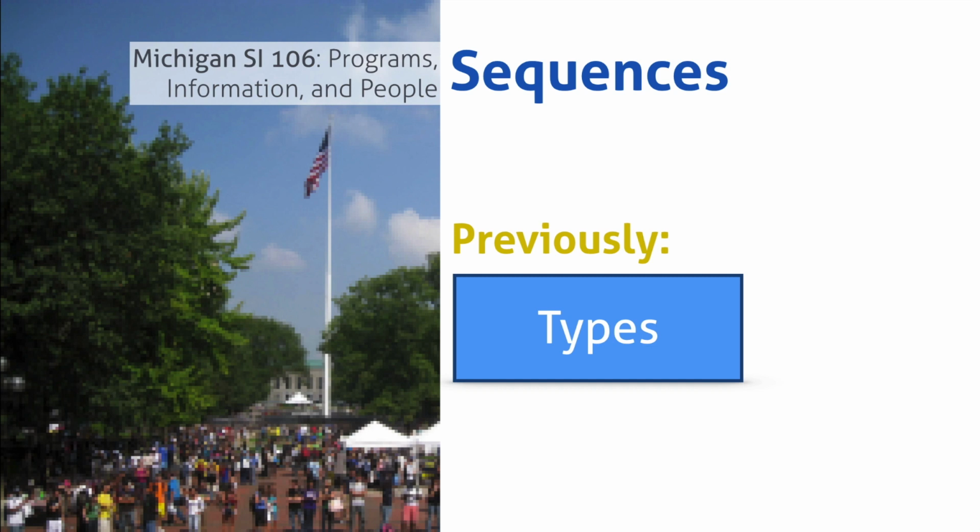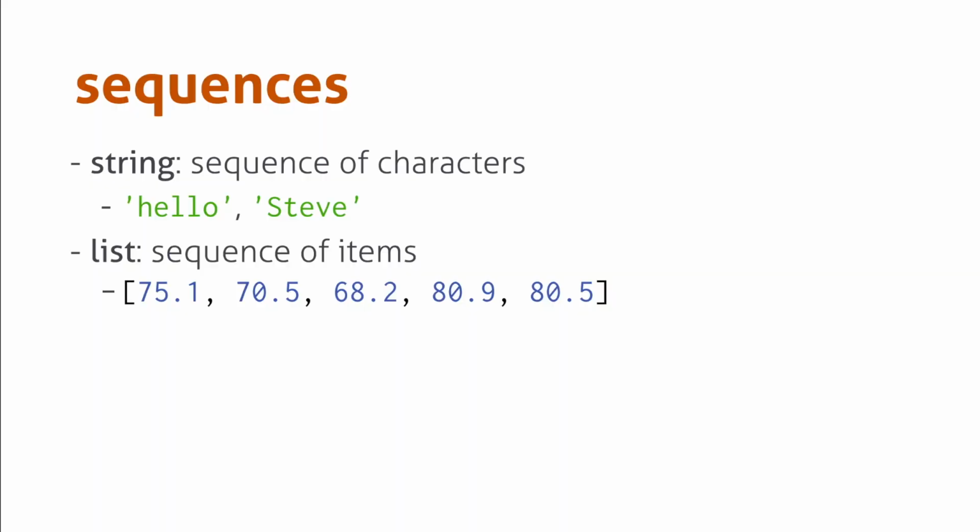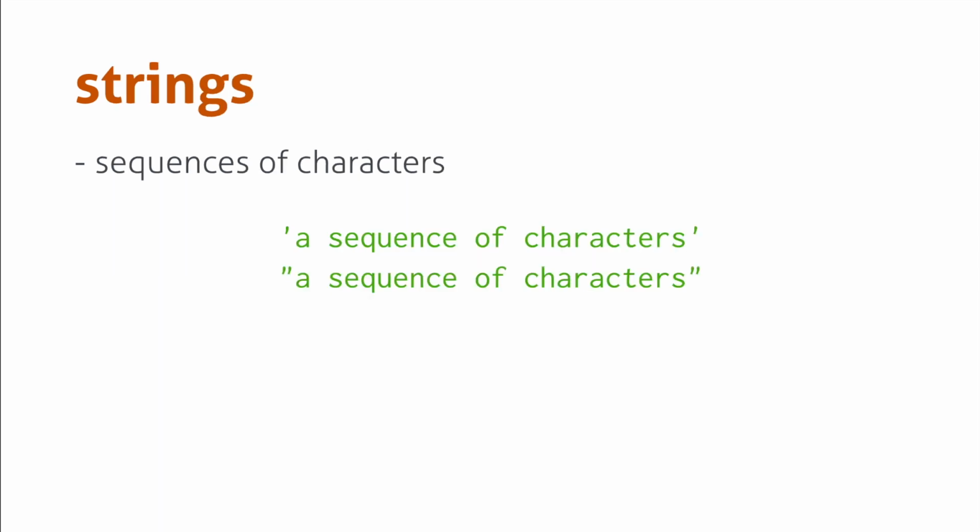Sequences are a collection that have an ordering, meaning that there's a first item, a second item, and so on until the last item. The first two types of Python sequences that we'll learn about are strings and lists. Strings are sequences of characters, like a greeting or a name, and lists are sequences of any sort of item, like this list of temperatures.